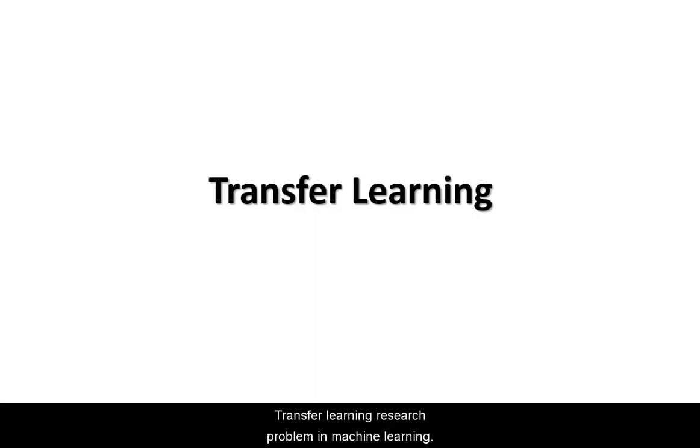Transfer learning is a research problem in machine learning that focuses on storing knowledge gained while solving one problem and applying it to a different but related problem. It is a machine learning method where a model developed for a task is reused as a starting point for a model on a different task.